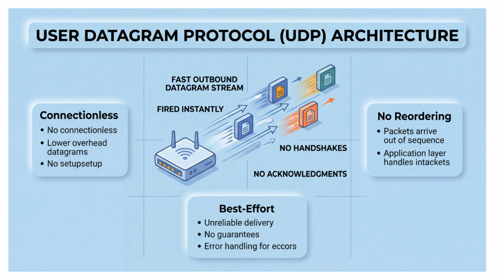User Datagram Protocol, or UDP, takes the exact opposite approach to networking. It is completely connectionless and operates on a pure best-effort delivery model. If you scan the UDP header looking for complex error recovery tools, window sizes, or flow control mechanisms, you won't find a single one. They simply do not exist.